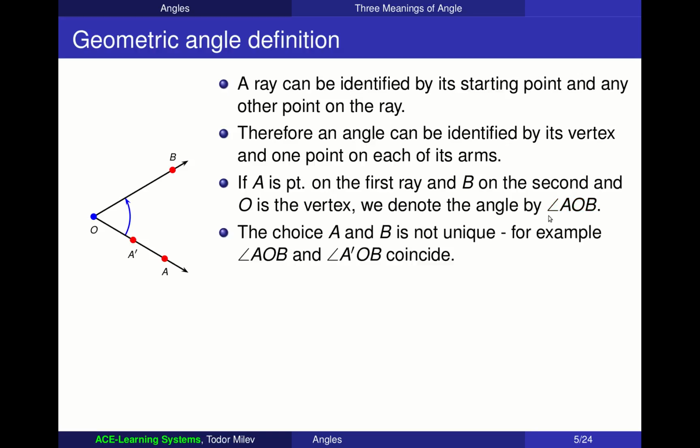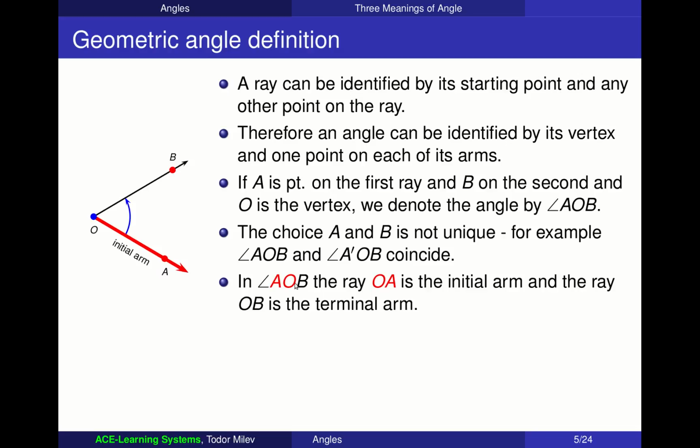Okay. So the choice of the point A and the choice of the point B is not unique. For example, suppose that I chose point A prime on the first arm, then angle AOB would just be the identical angle as the angle A prime OB. Right, so these would be just identical angles. It's the same object.